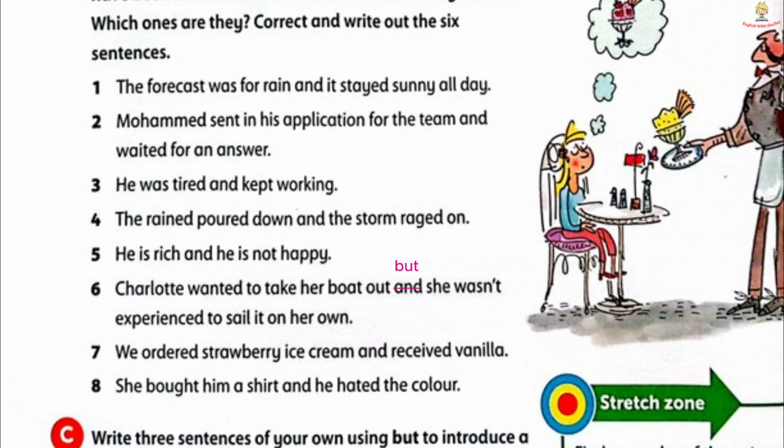Next one is, we ordered strawberry juice and received vanilla. So this is contrasting clauses. Here we use the conjunction but. Next one is, she bought him a shirt and he hated the color. So this is also a contrasting clause and we use but here: she bought him a shirt but he hated the color. So sentences 2 and 4 do not show contrast. So the conjunction and is correct there.